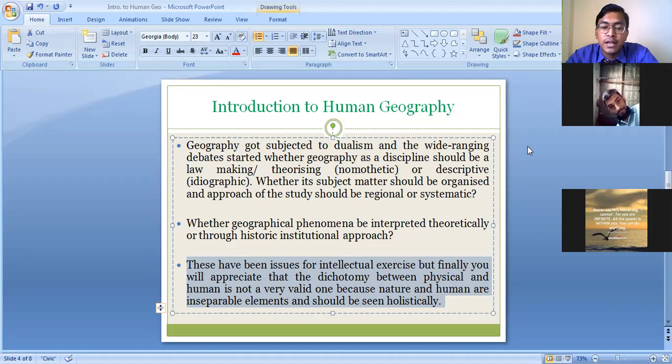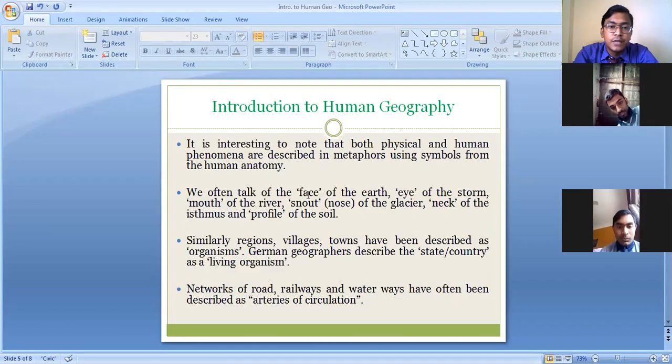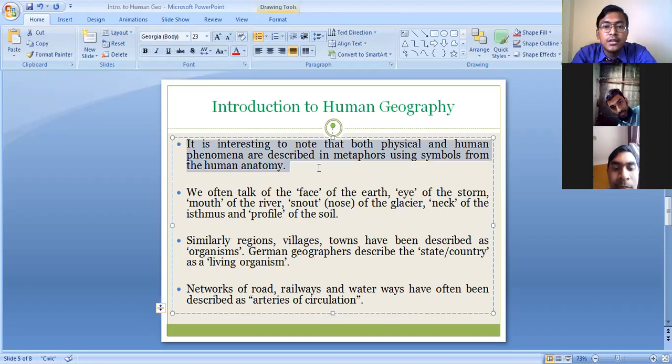Both these aspects, the natural aspects and the human aspects, must be studied together in order to have a better understanding of the causes responsible for the various phenomena in this world. It is interesting to note that both physical and human phenomena are described in metaphors using symbols from the human anatomy. The geographers continued their work according to their objective, according to their ideology.